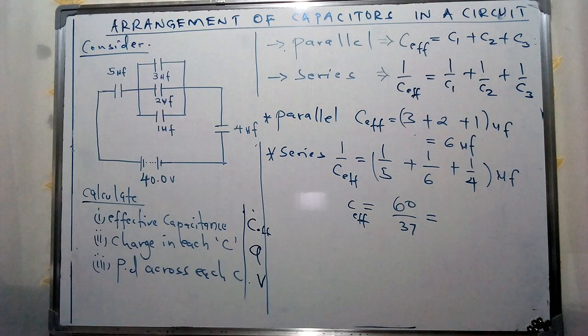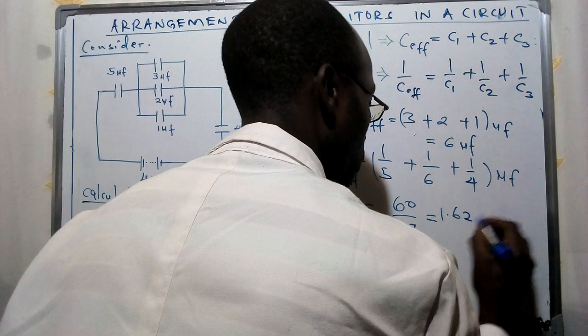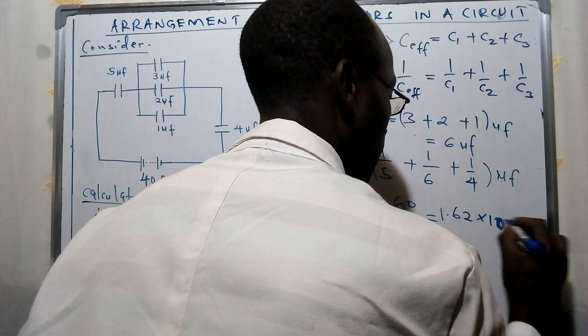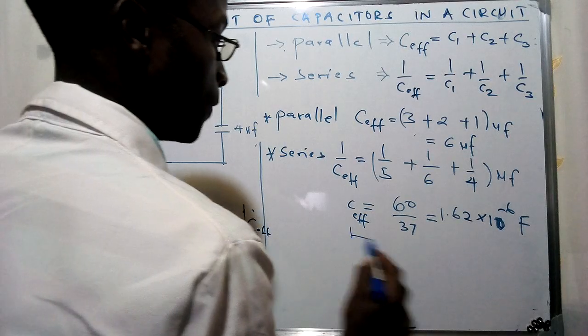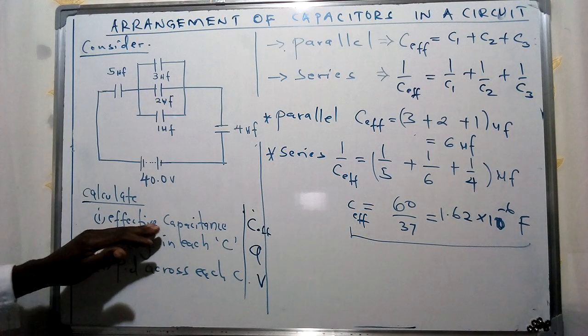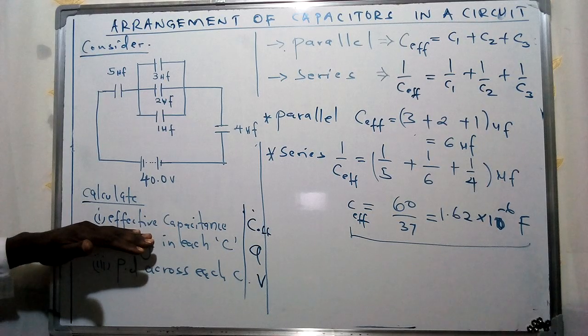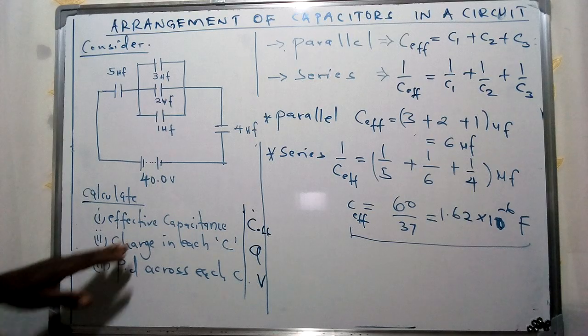If we try to convert them to standard units, this is going to give me a value of 1.62 times 10 negative 6 farads given as such. So this is going to be the effective capacitance for this specific circuit which we have given. So from our first case, we're going to assume that this is going to be our evaluation for the first case for effective capacitance.